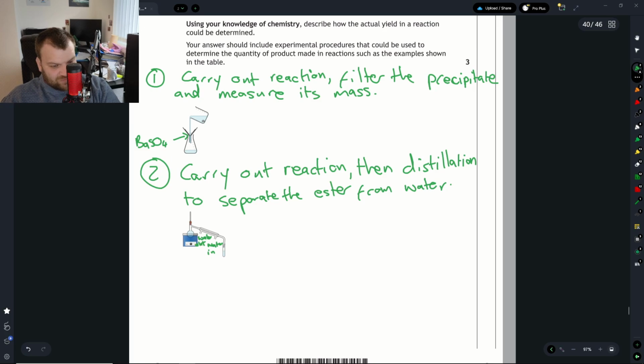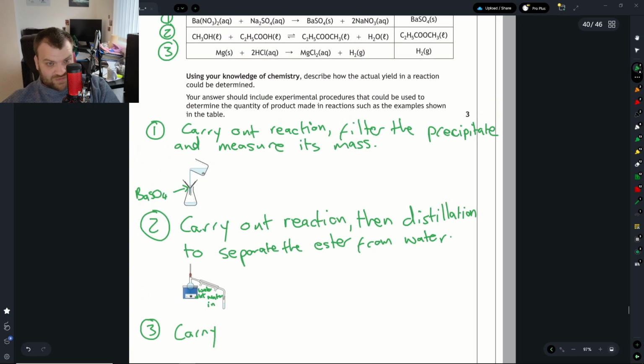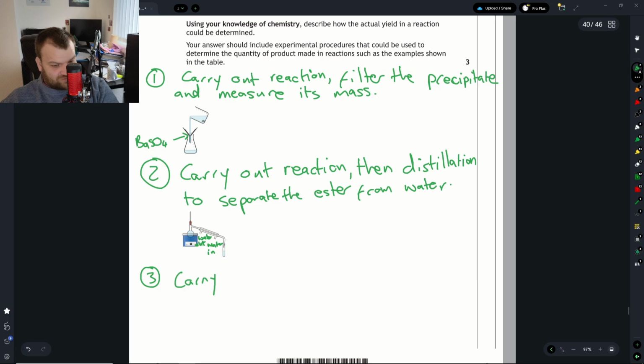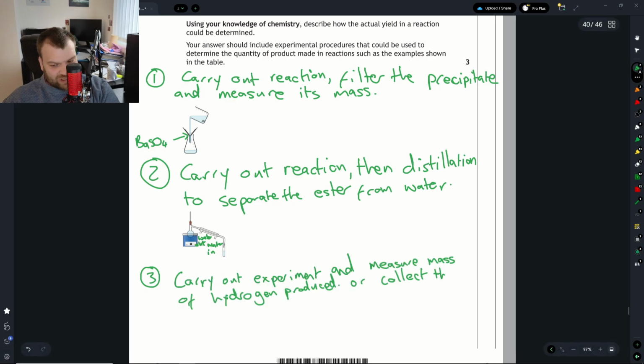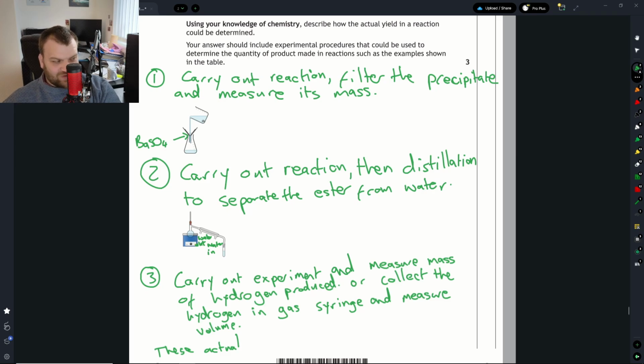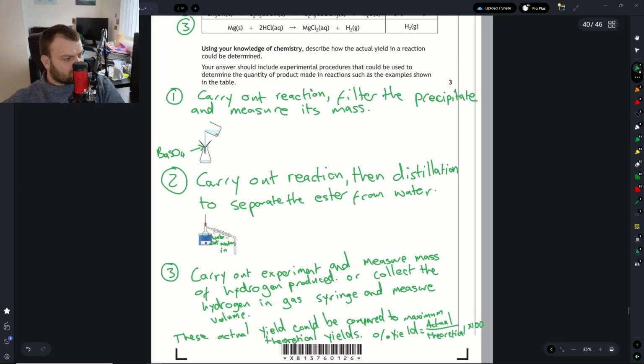Next one, we are making a gas. That gives you a couple of options. You could carry out a reaction and measure the change in mass as the gas escapes, and this would be the mass of hydrogen that's given off. Or you could collect the hydrogen in a gas syringe and measure the volume that was produced. These actual values could be compared to the theoretical yield and used in the percentage yield calculation.